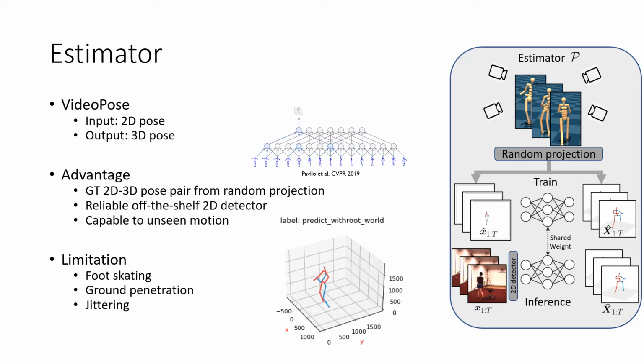There are three advantages. Firstly, GT 2D-3D pose pairs can be easily obtained from random projection. Secondly, there are many off-the-shelf 2D detectors such as OpenPose and AlphaPose. Thirdly, the trained pose estimator is capable of handling unseen motion. Trained on an indoor dataset, it can be applied to outdoor scenarios. The limitations are artifacts such as foot skating, ground penetration, and jittering.